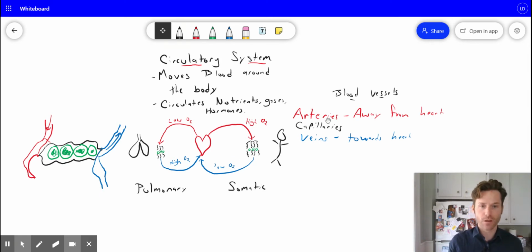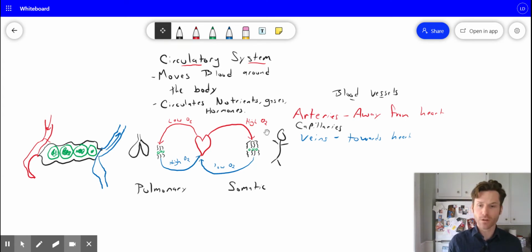The blood vessels come in three types. There are the arteries, which are big hoses, and they lead away from the heart. There are veins, which are also big hoses, but they lead towards the heart. And there are capillaries, which are tiny thin hoses that connect the two. So the arteries leave the heart, the capillaries follow, and the capillaries lead to the veins, which go back to the heart.